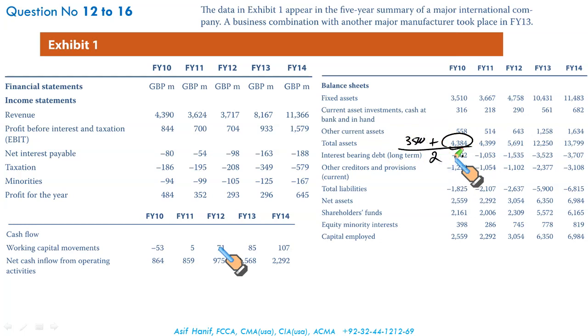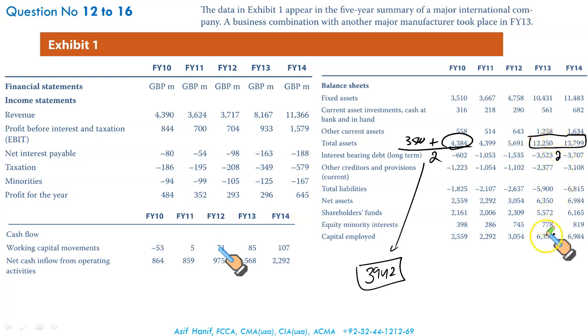And once the businesses were combined, the closing assets would be 12250 and 13799. Take the average of opening assets, the average of FY14 and FY13, and you will see that this comes out to be 3942. This is the average at the start before the combination. And the average of 12250 and 13799 will be 13024.5. Yes, assets have grown.